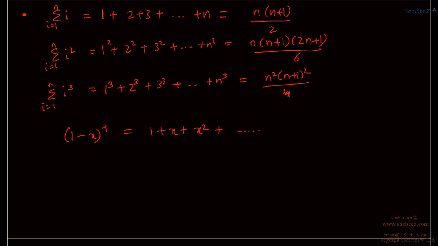Right? So this is just (1 - x) to the power minus 1. Power minus 1 is nothing but 1 divided by 1 minus x. This can be written as 1 plus x plus x squared till infinity. The only constraint here is x should lie between minus 1 and 1.